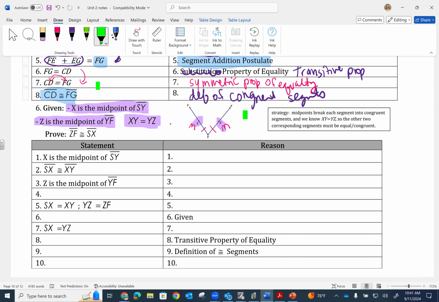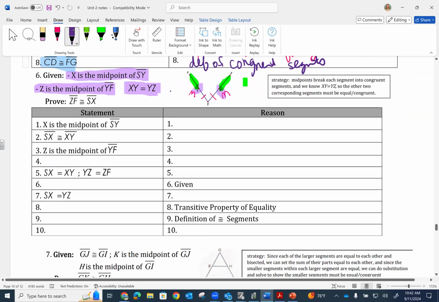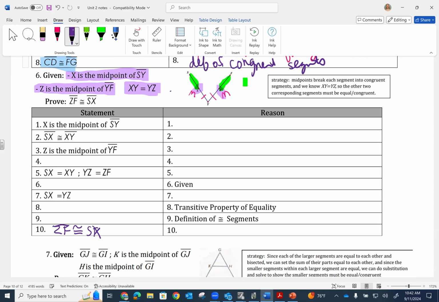ZF is this. We want to prove that it's congruent to SX. That should be our last thing, so let's write that down as our last step. We'd say ZF is congruent to SX. We don't know why yet, but we know we're going to say that at the end, just like you say, I know my client is innocent. That's going to be our last thing that we say.